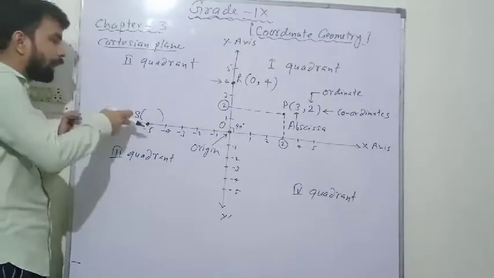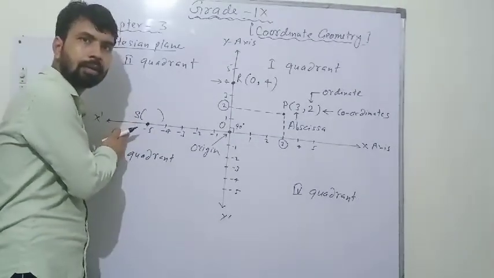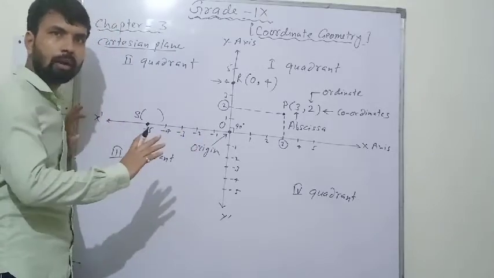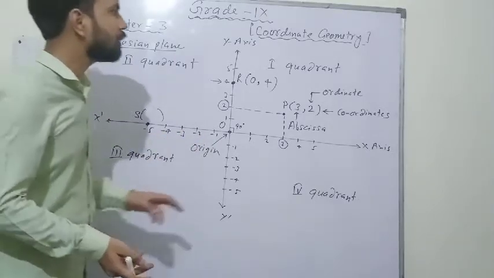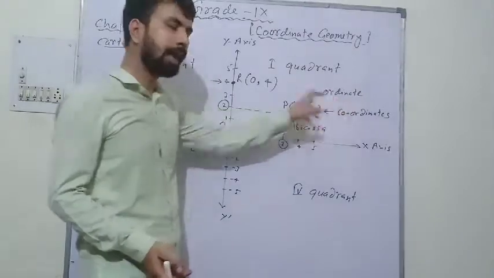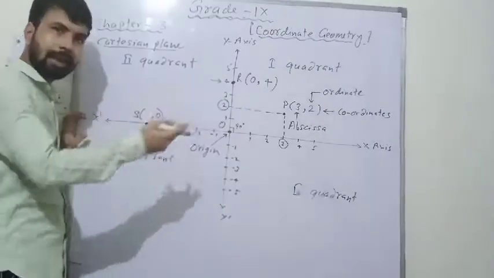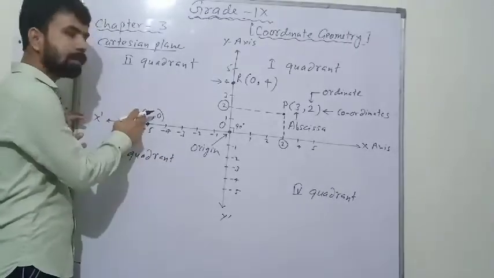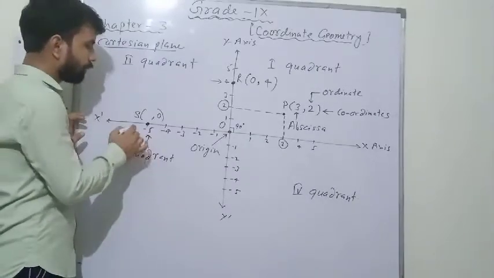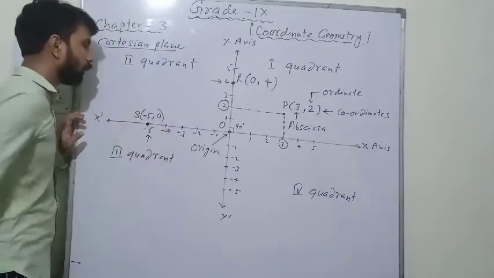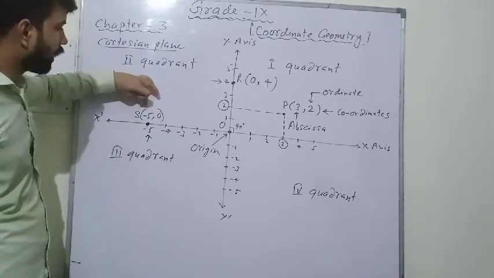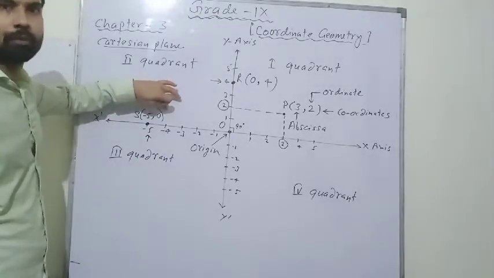Since this point lies on the x-axis, there is no y point, or if the y point is not there, that means the ordinate of that point will be 0. Ordinate will always be the second point. The first point is the x point, so what is the x point here? That is -5. So the coordinates of S are (-5, 0).